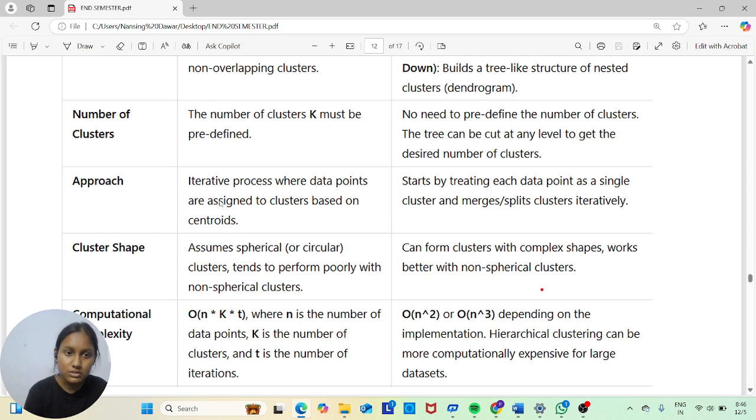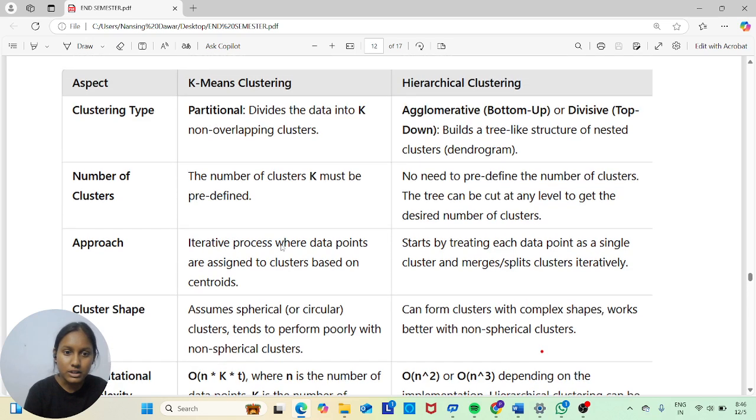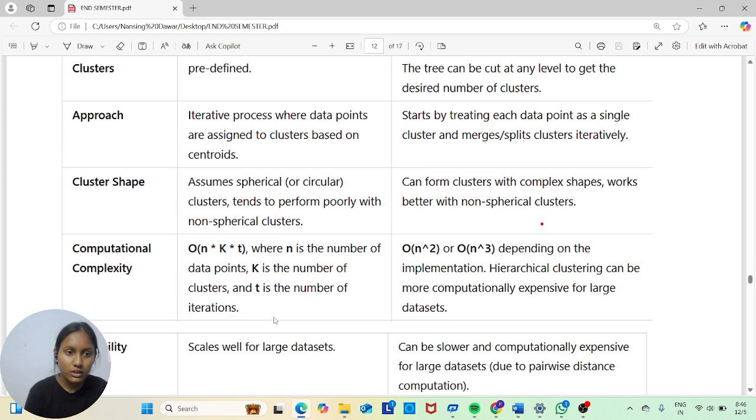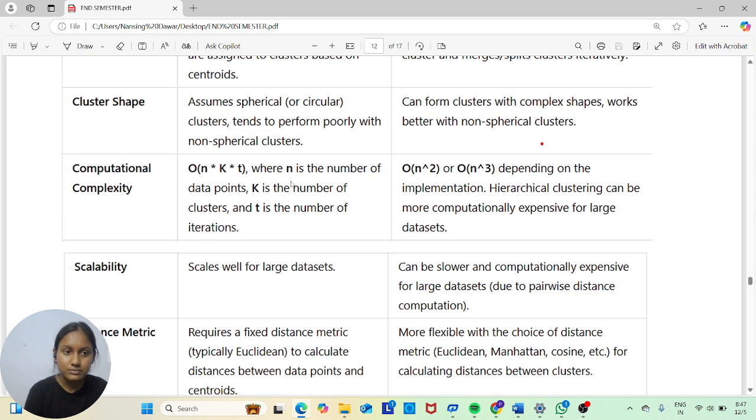the number of clusters. Approach: k-mean is an iterative approach where data points are assigned to clusters based on centroids. Hierarchical starts by treating each data point as a single cluster. Then cluster shape: k-mean assumes spherical clusters and tends to perform poorly with non-spherical ones, and hierarchical can form clusters with complex shapes and works better for non-spherical clusters.